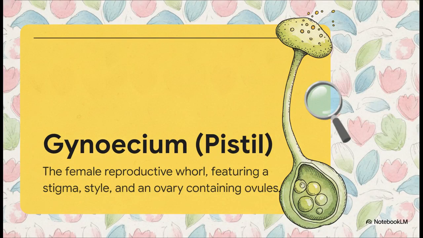And right next to it is the counterpart, the female whorl, known as the gynoecium or pistil. Notice the incredible architecture here. The sticky stigma sits perfectly positioned at the very top, essentially acting as a landing pad to catch any incoming pollen. Below that, you've got a slender stalk called the style, which leads straight down to the swollen base, the ovary, and that's what houses the ovules.